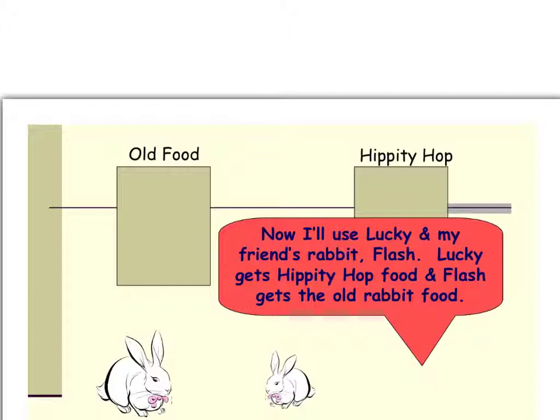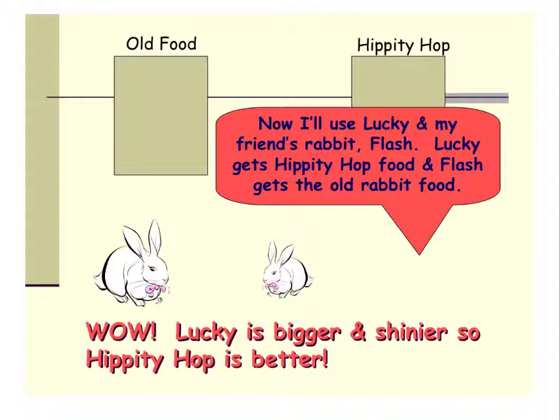So what can we conclude? Is this a good experiment or not? Because it appears that, oh wow, Lucky's bigger and shinier, so hippity hop must be better. But actually this is not a good experiment, because Lucky is already bigger to start with than the other rabbit. Plus, you're giving the other rabbit the old food, and you're giving Lucky the new food, and not both.